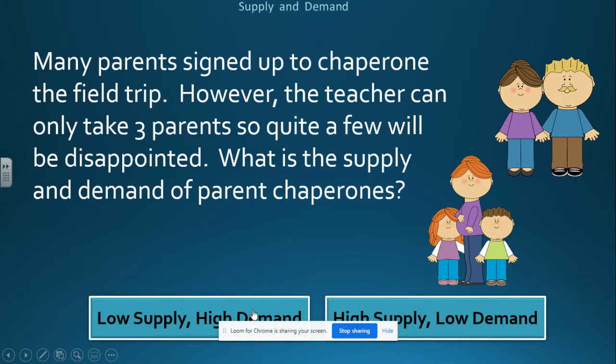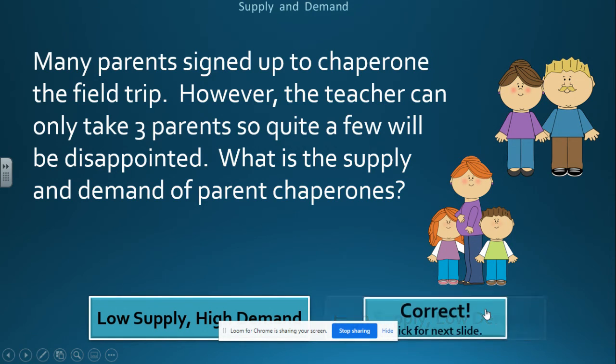This has happened also to us before. There's a field trip coming up, and many parents want to be the chaperone on the field trip. However, the teacher can only take 3 parents. So, quite a few of those parents will be disappointed. There's only room for 3 parents, even though lots of parents want to go. So, what is the supply and demand of parent chaperones? In this situation, we have a lot of parent chaperones, a high supply of people saying, "Ooh, choose me, choose me." But there's only room for 3. There's a low demand for chaperones. We just don't need that many. So we have a high supply of parents wanting to be chaperones, but a low demand of how many chaperones we actually need.